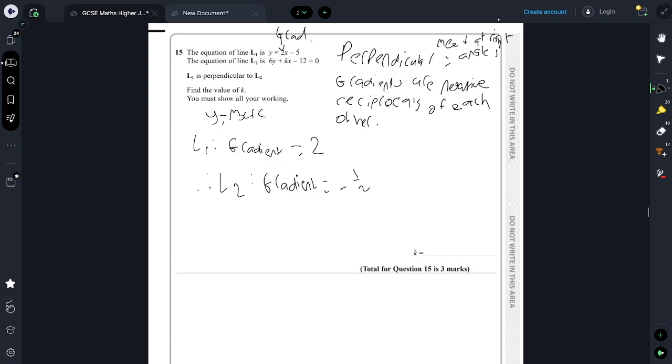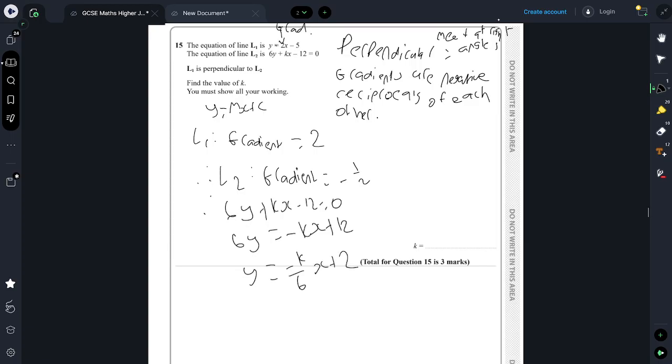Therefore, the equation of L2, we are given it here: 6y plus kx minus 12 equals 0. To make sure we can see the gradient, let's put it in mx plus c form. So first of all, y has to be on its own. So 6y is minus kx plus 12. So then y is minus k over 6 times x plus 12 over 6, which is 2.